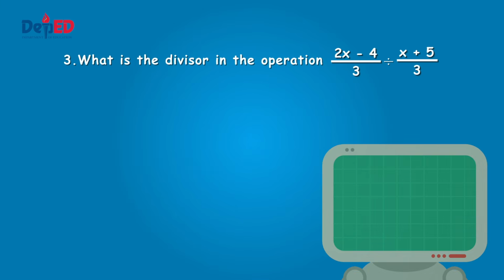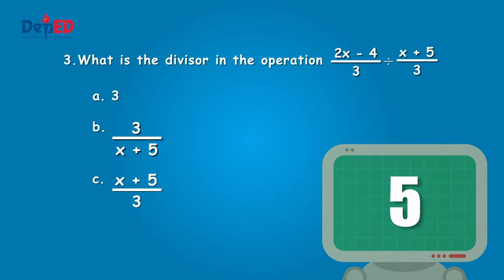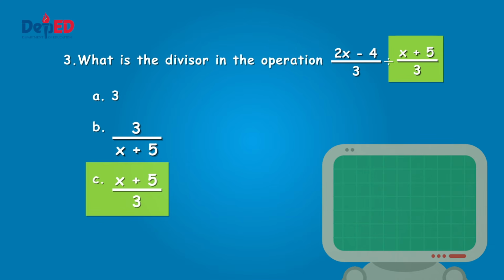Number 3. What is the divisor in the operation 2x minus 4 all over 3 divided by x plus 5 all over 3? Is it A, 3, B, 3 over x plus 5, or C, x plus 5 all over 3? The divisor in this operation is the second expression. So the correct answer is letter C, x plus 5 all over 3.